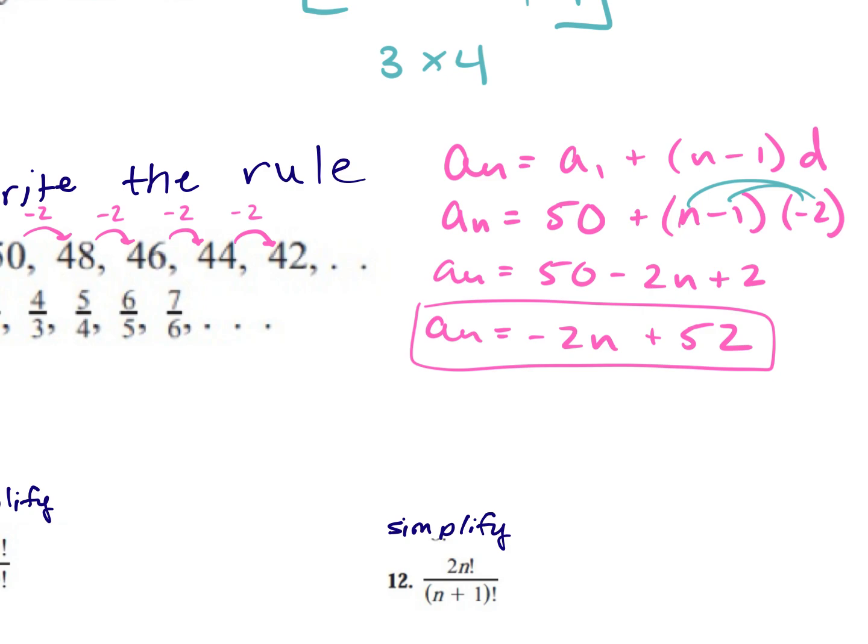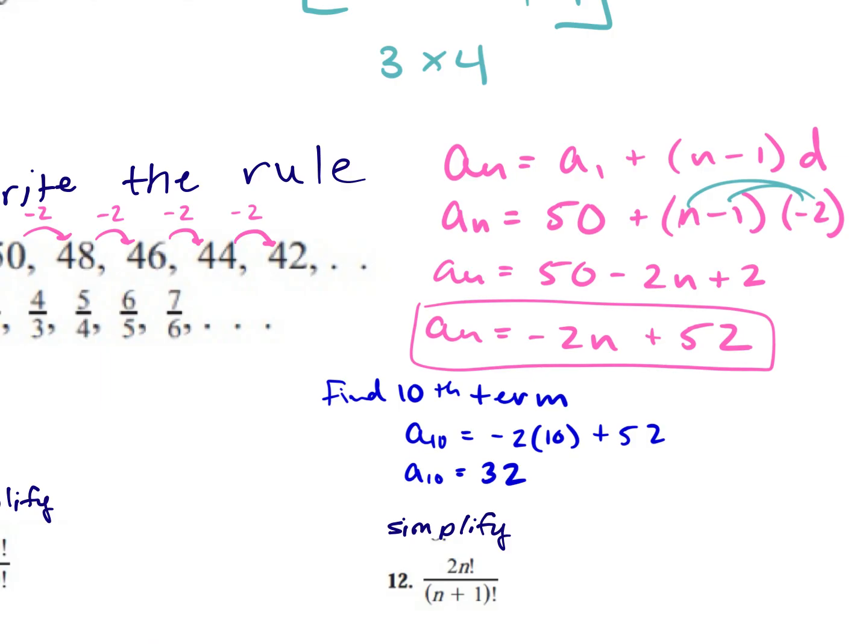Let's say that this question asks us to find the 10th term. What could we do to find the 10th term? Plug 10 into n. Perfect. So a sub 10, our 10th term, would be negative 2 times 10 plus 52. So this would give us 32. So that would be our 10th term.